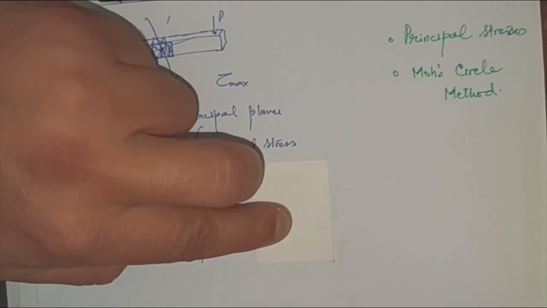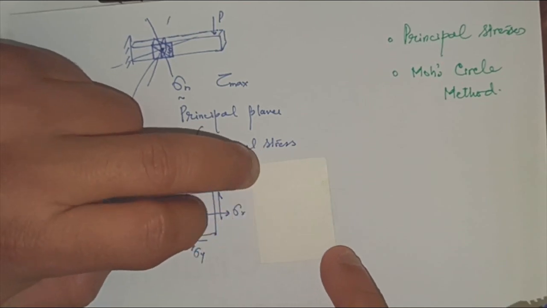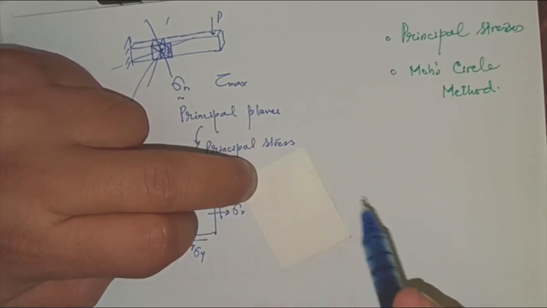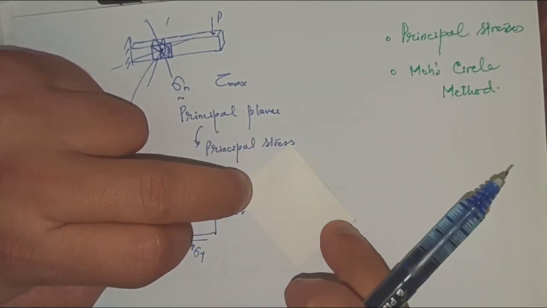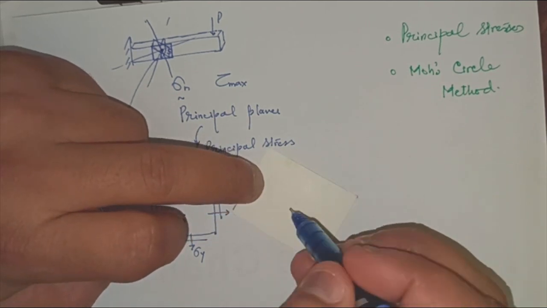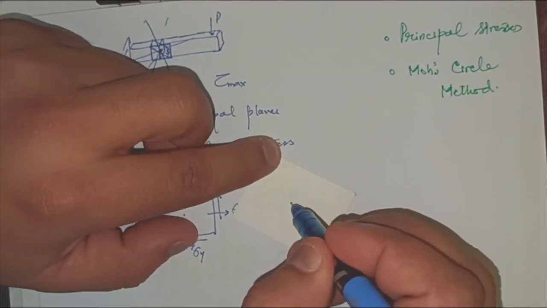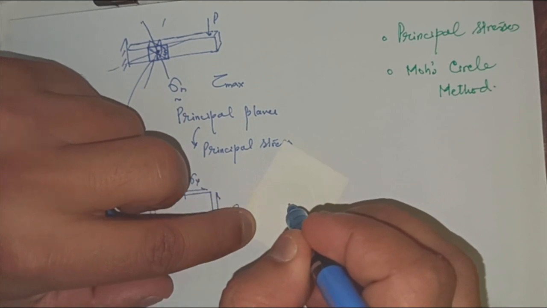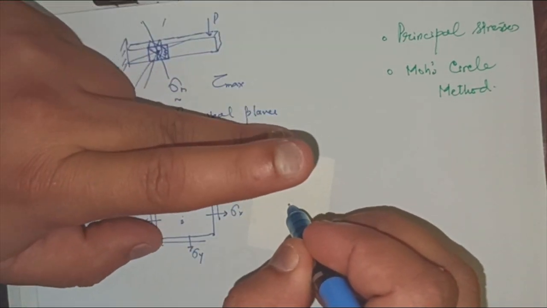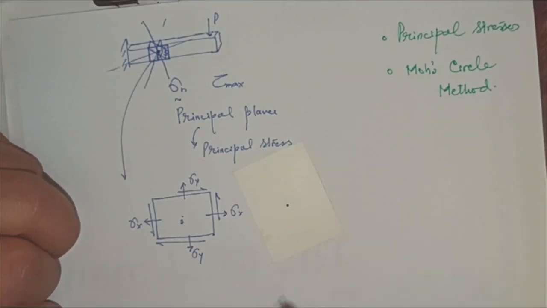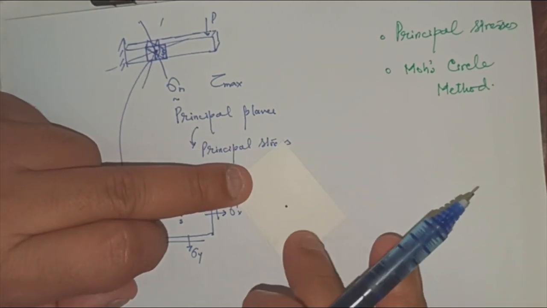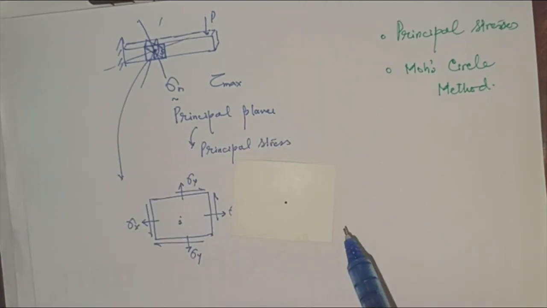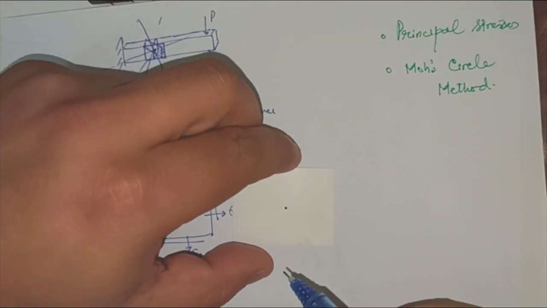If I rotate this, my plane is changing. Now this plane has changed, considering the same point. So I am changing my plane. So these are infinite number of planes. This plane is different, this plane is different, this plane is different. So there are infinite number of planes passing through this point.